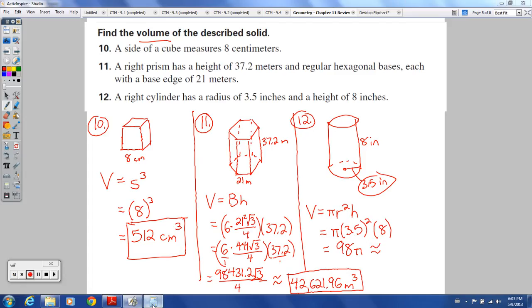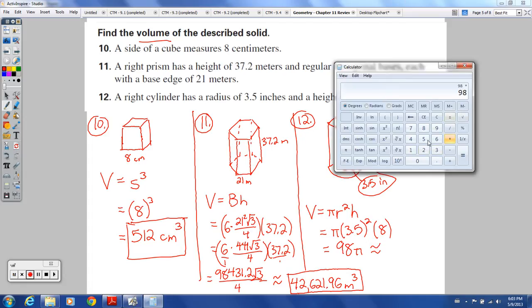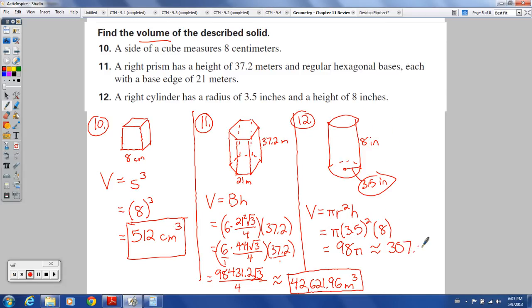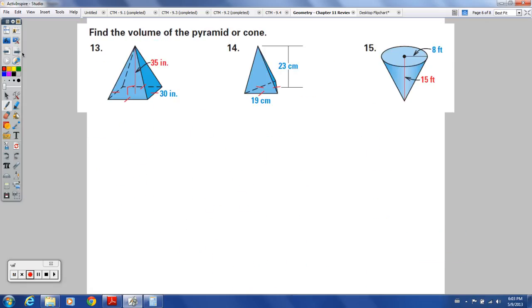Plug that in, 98 times pi gives me 307.88 approximately. So 307.88. This would be in inches cubed. All these are measuring volumes, so all in units cubed. Don't forget units on the test.